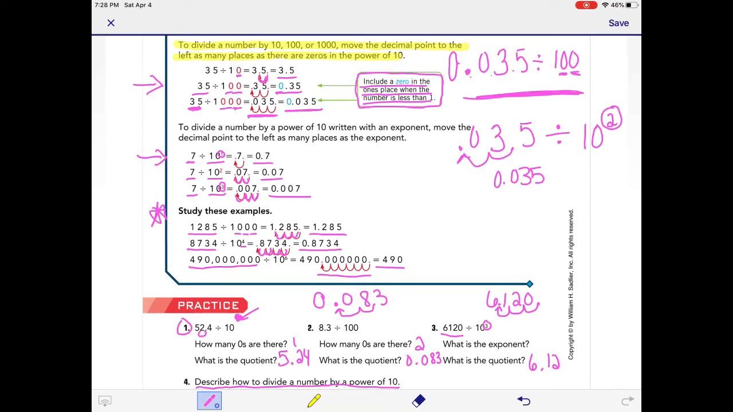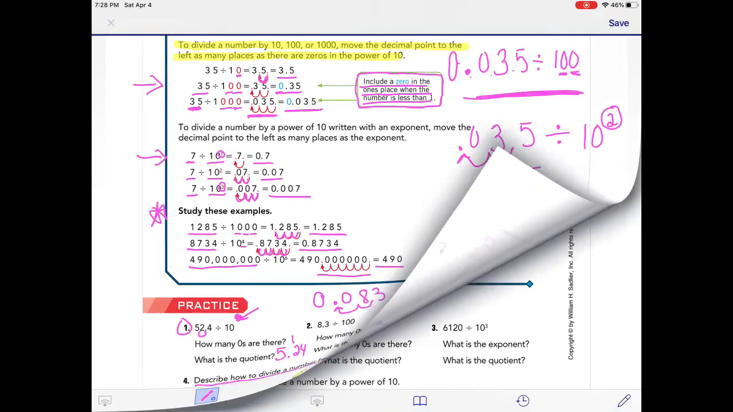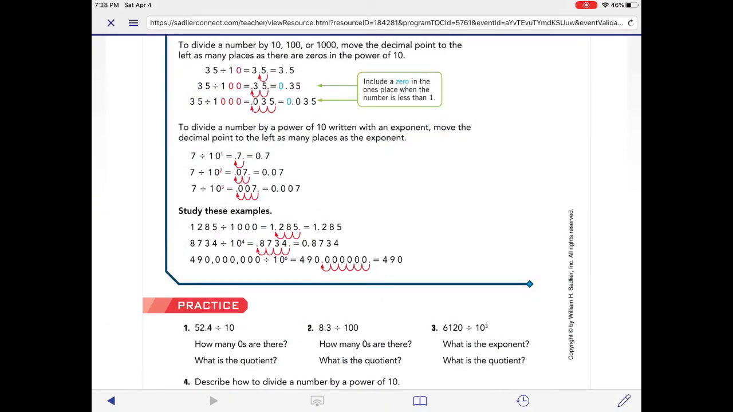Okay? Describe how to divide a number by a power of 10. You move the decimal point to the left, the same number as zeros or the same number as the exponent. Let's do a couple more examples so you feel ready.